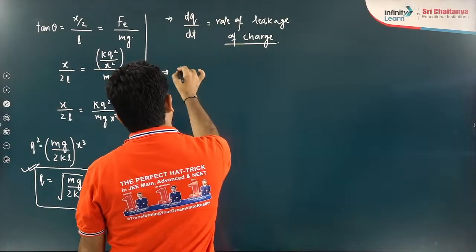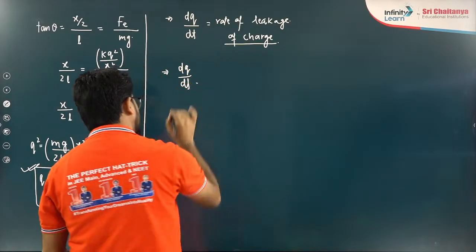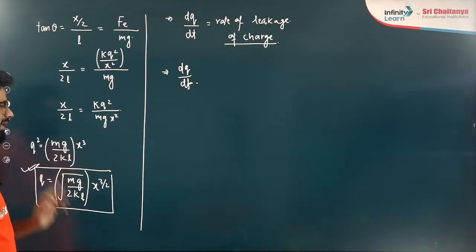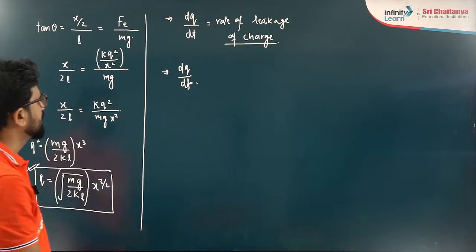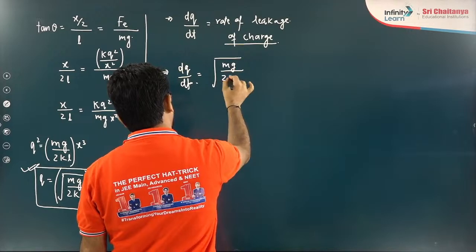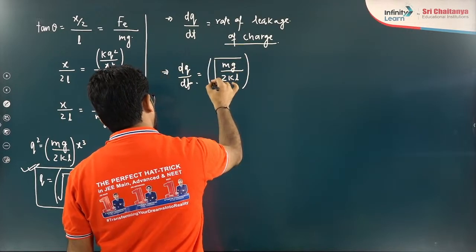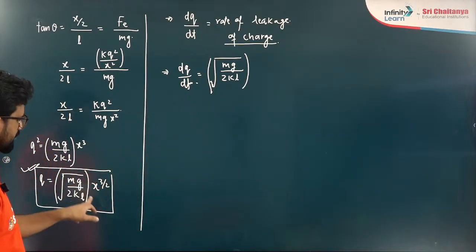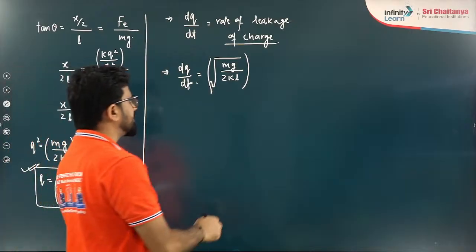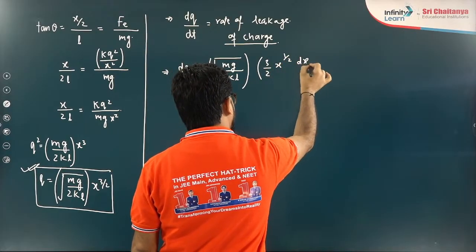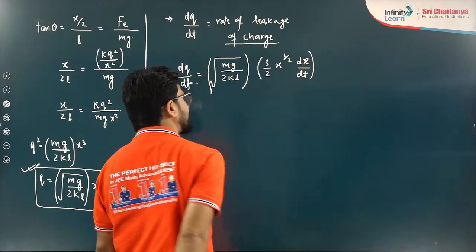You will get, sir, dq by dt. If you see this part, beta, this bracket is a constant part. mg is constant, k is constant, 2 is constant, L is constant. This complete bracket would be the same, that is equal to mg divided by 2kl. It is not going to change. What is changing actually? x is changing with time. So now you have to differentiate this part. If you differentiate it, you will write 3 by 2 x to the power 1 by 2 into dx by dt.